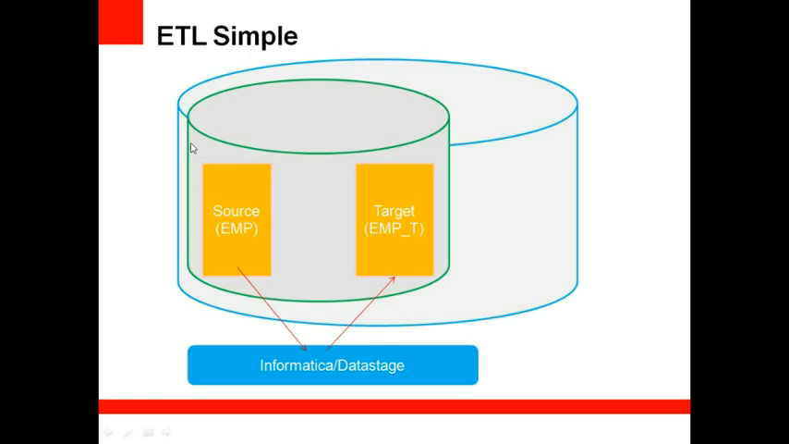Two tables are there. One table, the EMP table, has the data, and EMP underscore T is another table, which is blank. I need to take data from this table and load it here. So assume that you logged in as the SCOTT user. In the SCOTT user, you have two tables, EMP and EMP underscore T. Now I want to move data from the employee table to the employee underscore T table. What is the source in this case? EMP is the source because you are reading from there, and you are loading into this table, which is the target. I want to move data from source to target.